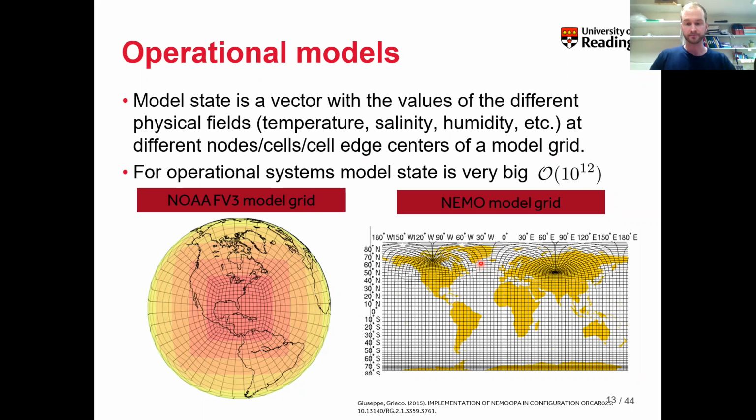In the current generation of operational forecasting models, the resolution of these grids is about 12 kilometers with about 100 layers in the vertical and then about 30 different physical fields. So if you put the values of the different physical fields at all these grid points into a big vector, it's called the model state, then you end up with a very big vector of the order 10 to the power 12.